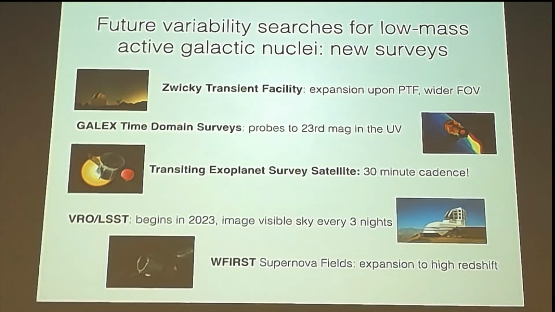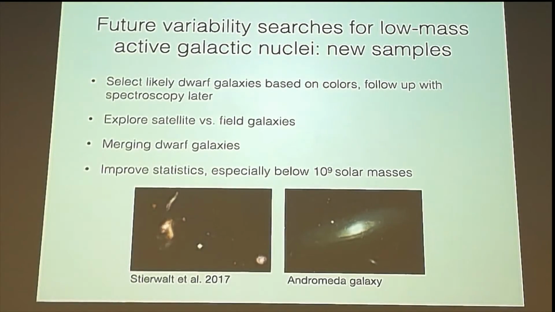Looking forward, the Vera Rubin Observatory Legacy Survey of Space and Time should start in 2023, and this will image the entire visible sky every 3 nights. So there will be a ton of repeat imaging data coming out of this, which will be deeper than Stripe 82 and PTF and ZTF, so this will be great for this kind of work. Then the WFIRST supernova fields, looking more like 10-plus years into higher redshift, provided that WFIRST survives this latest setback.